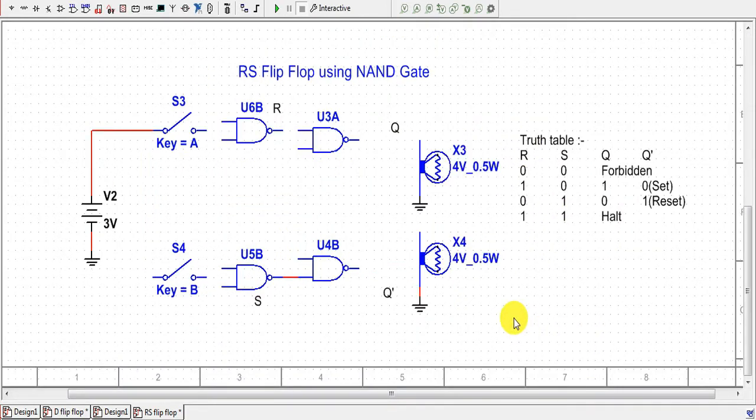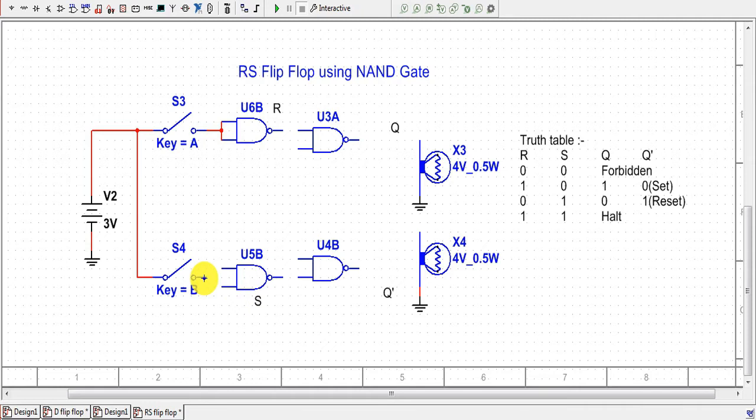We will construct the RS flip-flop using NAND gates. For this we require 4 NAND gates, and also a 3-volt DC power supply. First of all we connect the 3-volt DC power supply to key A as well as key B. That means the positive terminal of the voltage supply is connected to key A and key B, and one of the input terminals of the first NAND gate is connected to A. Basically we are making a NAND gate into a NOT gate. That's why we are shorting both the terminals of the first NAND gate.